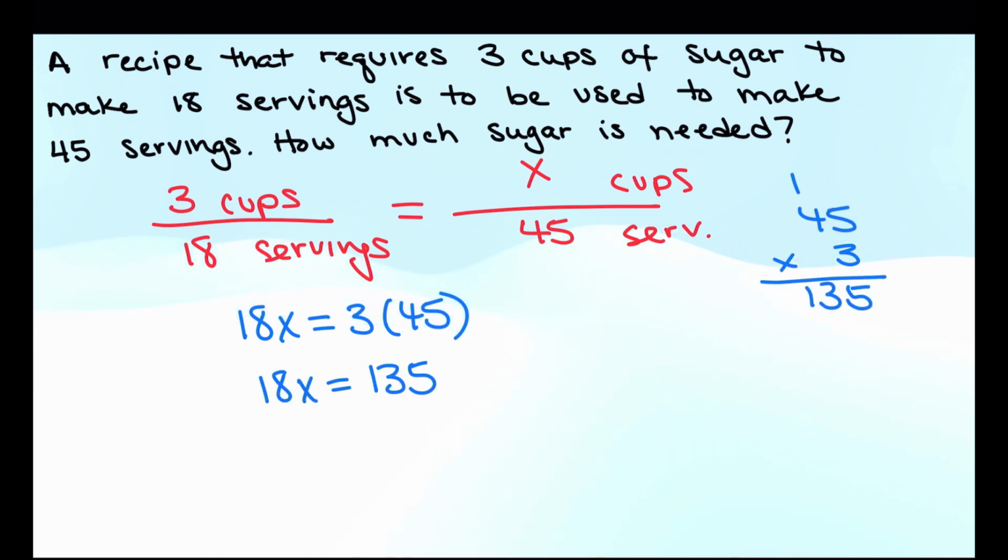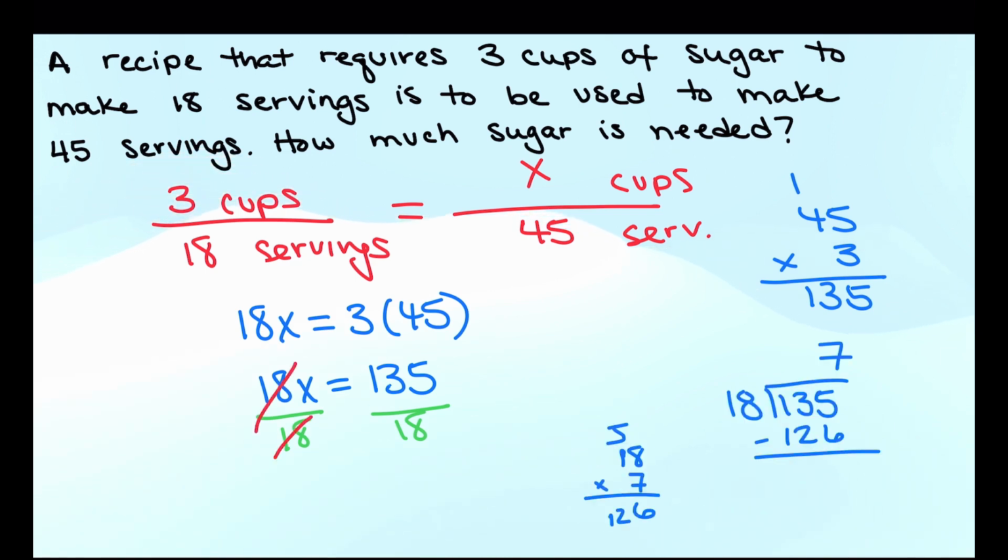3 times 45, let's see, 3 times 5 is 15, carry the 1. 3 times 4 is 12, plus 1 is 13. So 3 times 45 is 135. And then to solve for x, I'm going to divide by 18. 18 goes into 135. This one, if you don't have a calculator, might take a little trial and error. But it turns out 18 goes in 7 times. And 18 times 7 is 126. So I have a remainder of 9.